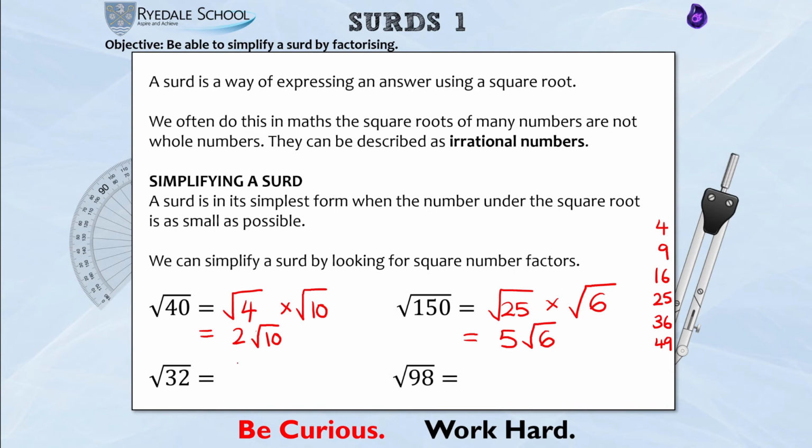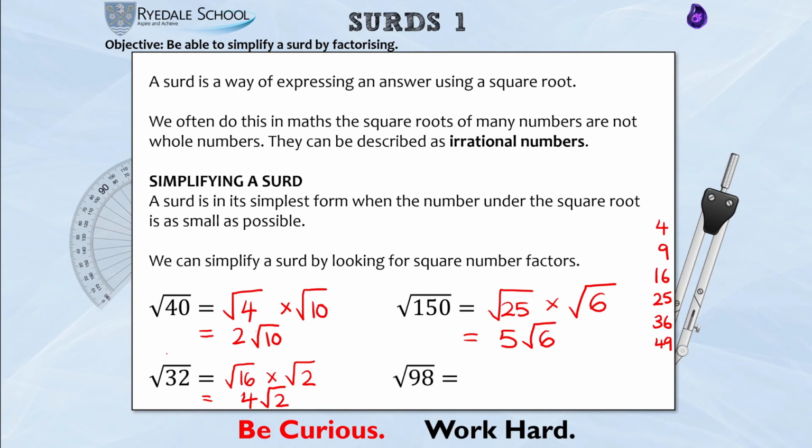Let's look at the square root of 32. Now, 4 is definitely a factor of 32, but there's actually a square number that is a larger factor, and it is the square root of 16. How many 16s make 32? It's 2. So I can write this as the square root of 16 times the square root of 2. The square root of 16 is 4. So this one is 4 root 2.